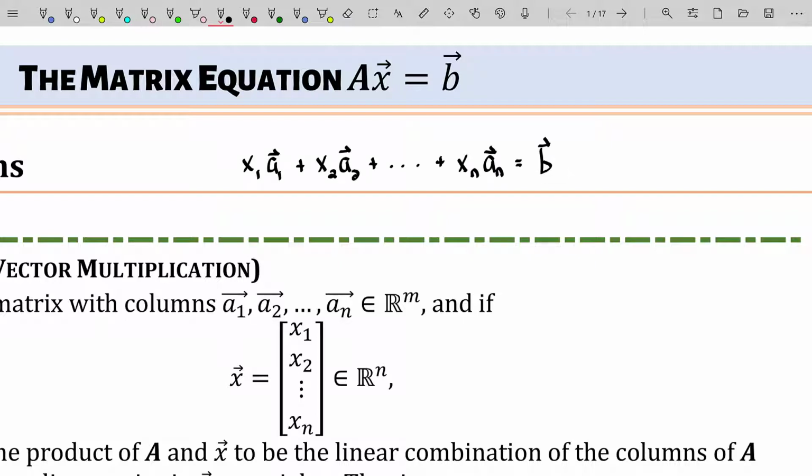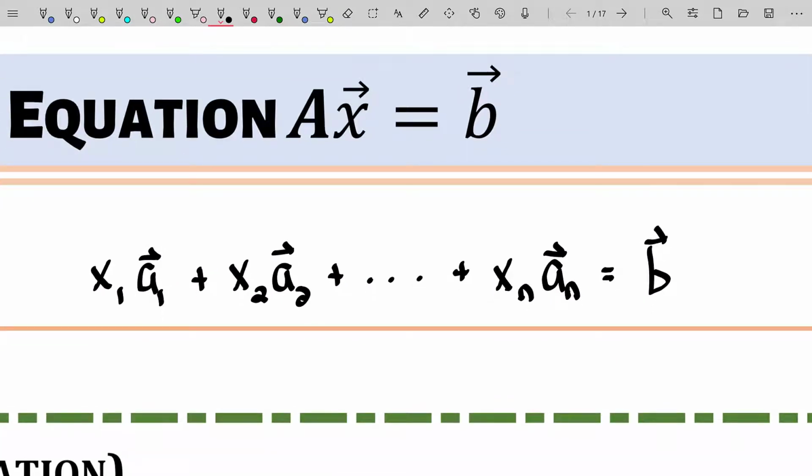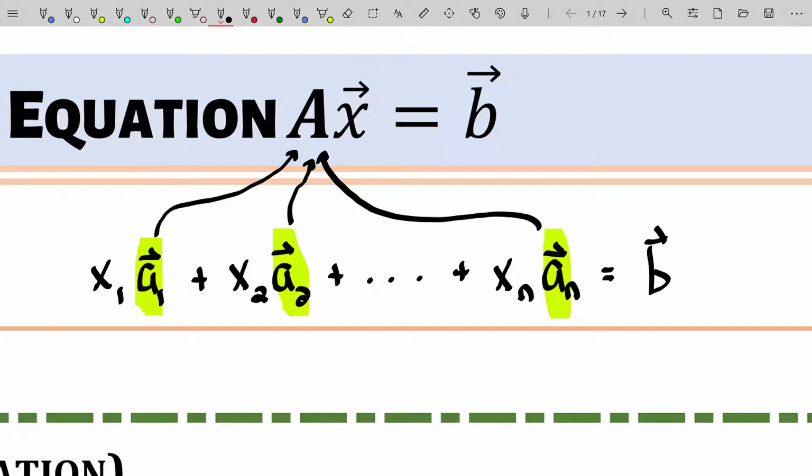Now, what you're looking at with this equation, you should probably already know this, but whenever I write down these a sub 1 vectors, a sub 2 vectors, all the way to a sub n, those vectors are actually the column vectors in the matrix A. And x sub 1, x sub 2, all the way to x sub n, those are the coefficients of those column vectors. They're also known as the weights for the linear combination of these vectors, and this is just a right-hand side vector we're calling b.